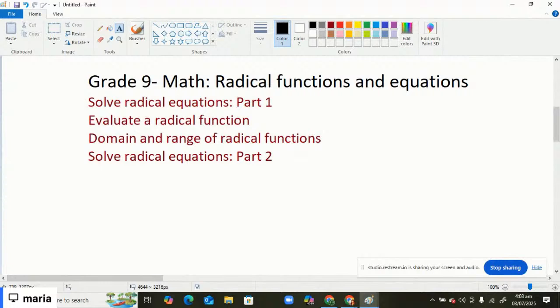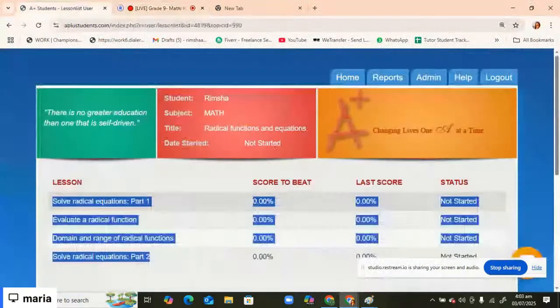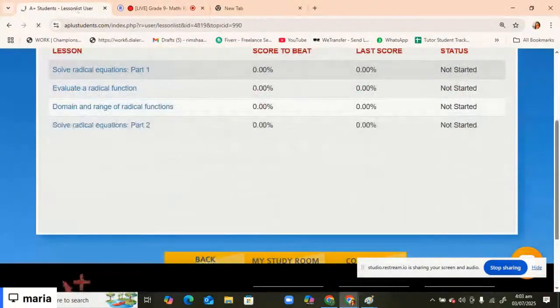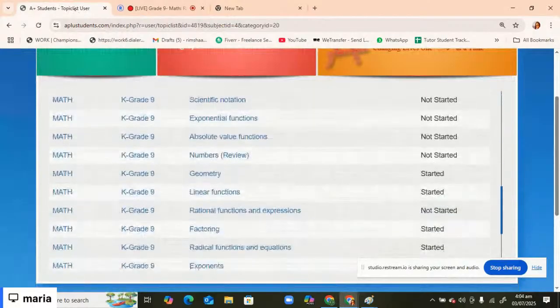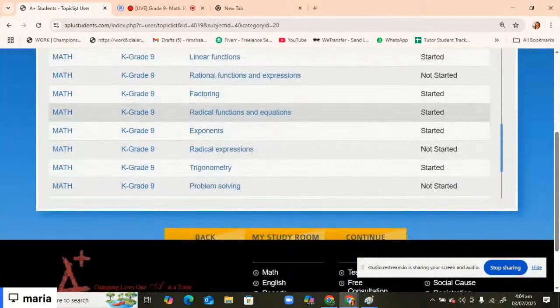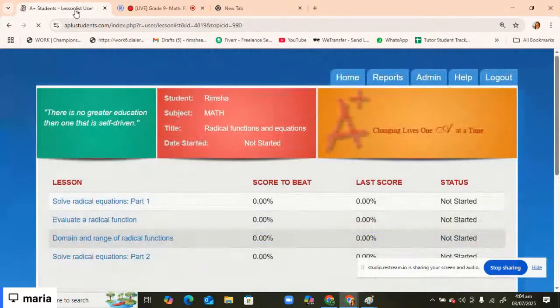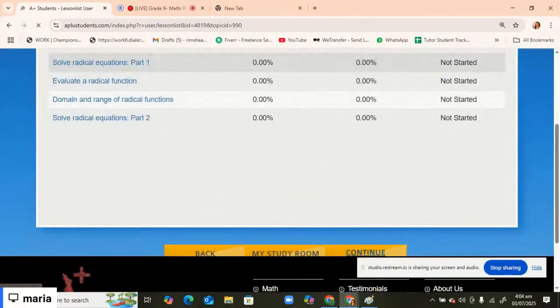You can find all the lessons on aplusstudent.com. You have to log in using the email and password provided by the administrator. Select maths, then grade 9, and here are the lessons. So we are on the chapter radical functions and equations. First we start with the first lesson, which is solve radical equations part 1.